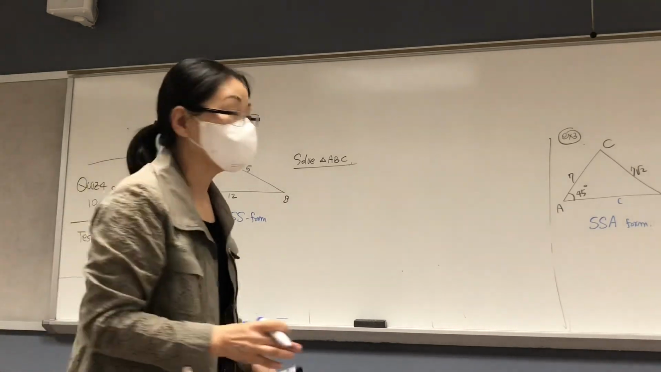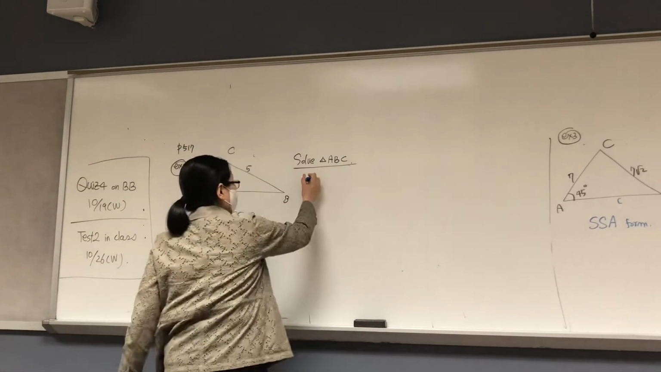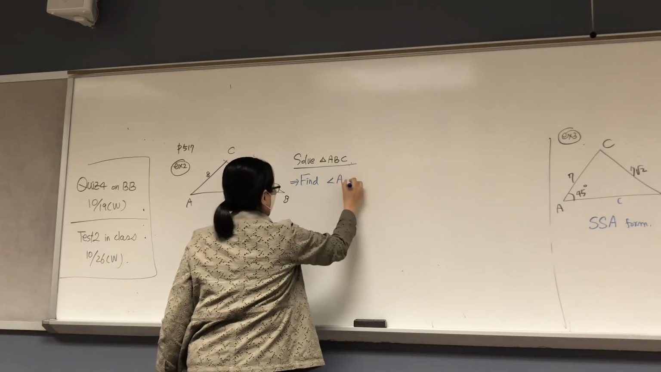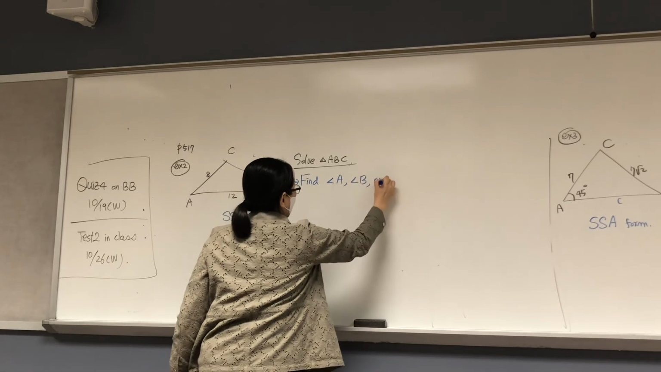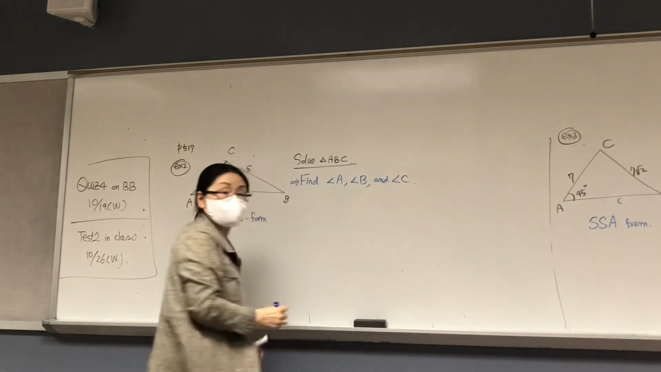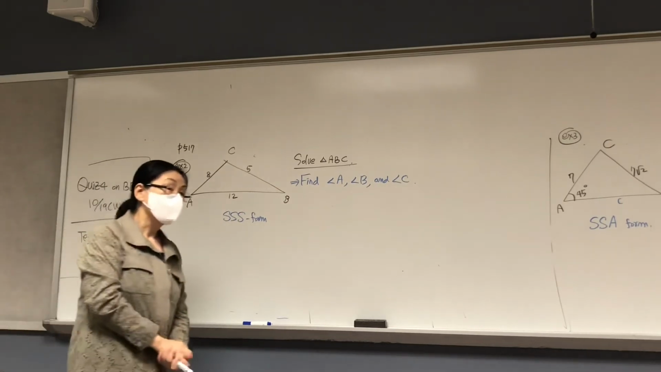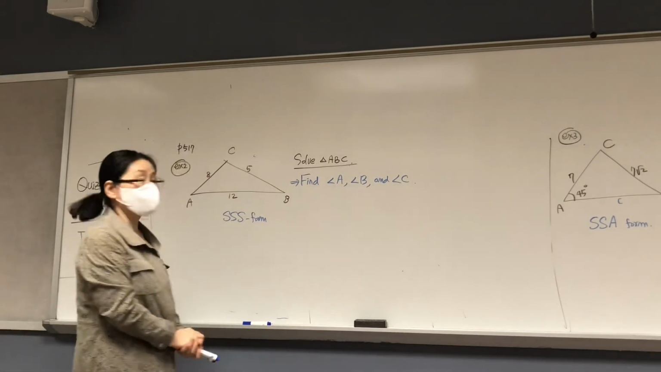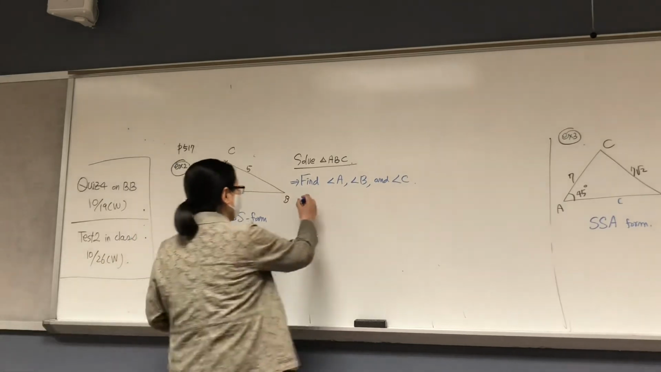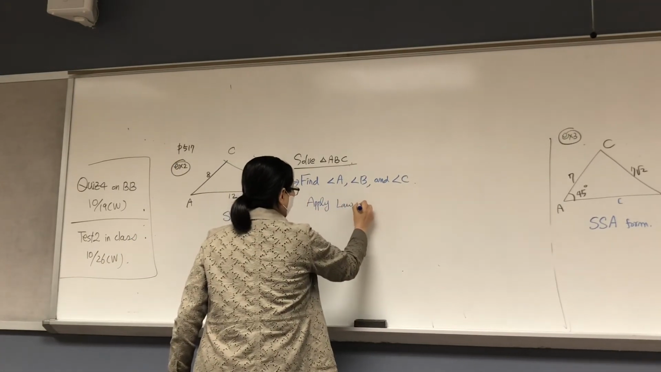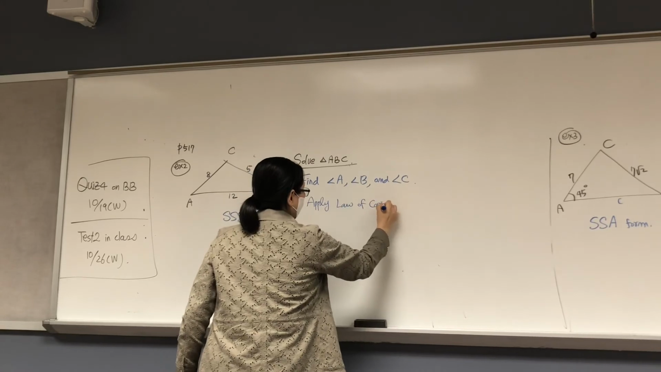Law of cosine, right? So what do you need to find? All of our angles. Angle A, angle B, angle C. Right? So how to? We're going to use one of these. Apply the law of cosine. Right?